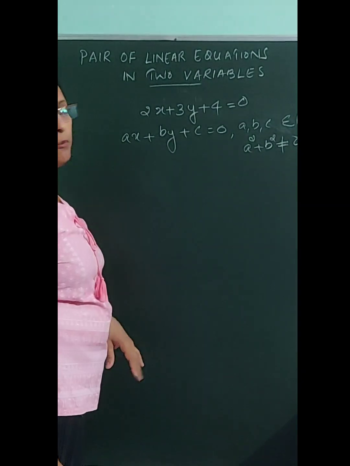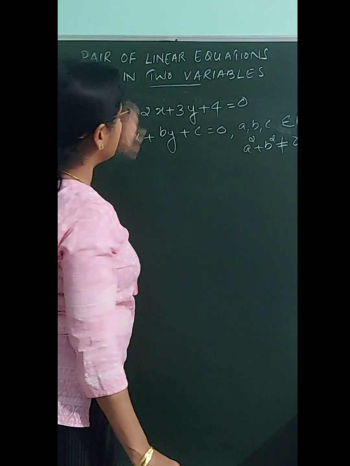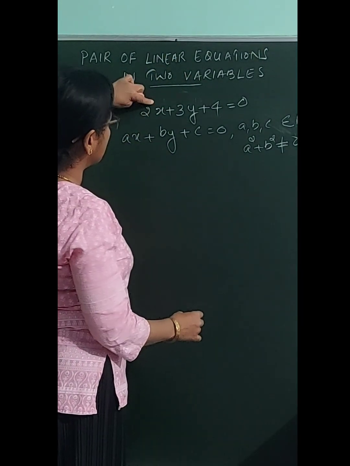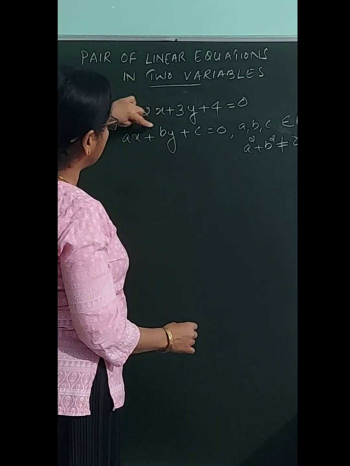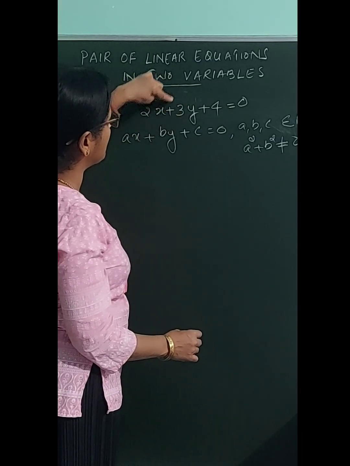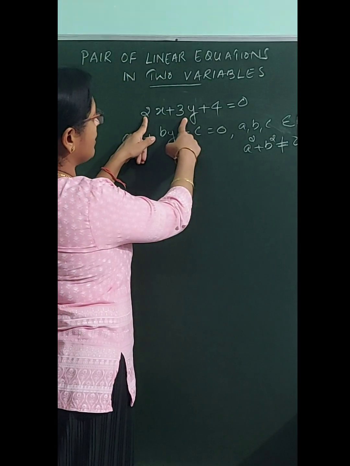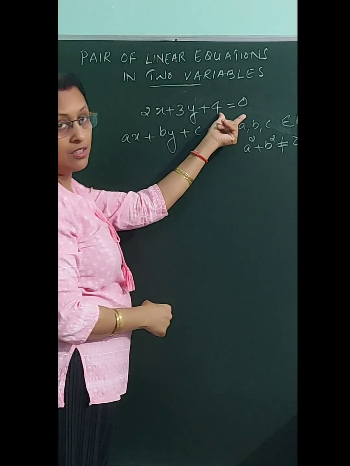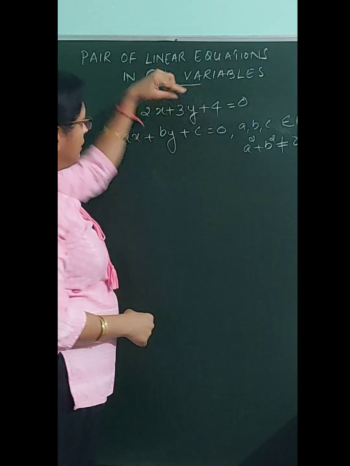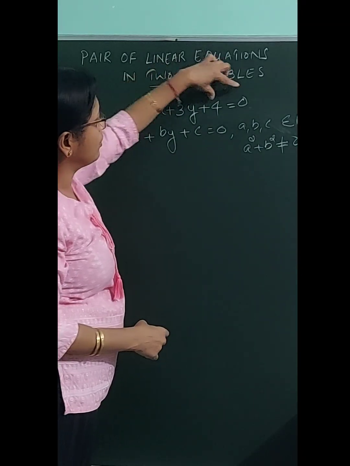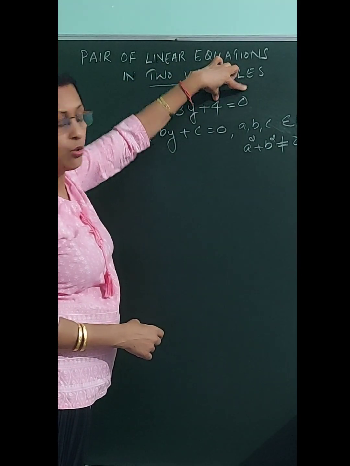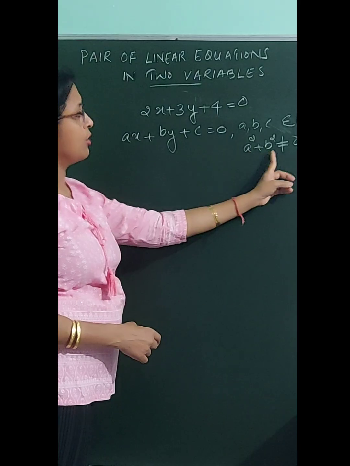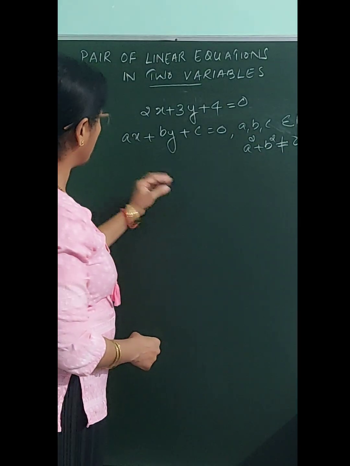What will happen if a and b both become 0? Look at this example. If this 2 is 0, means if the coefficient of x is 0 and the coefficient of y is 0, we will reach 4 is equal to 0, which is a false condition, which is not possible. If a and b both become 0, then we will say this constant is equal to 0. That is why we say a squared plus b squared cannot be equal to 0.